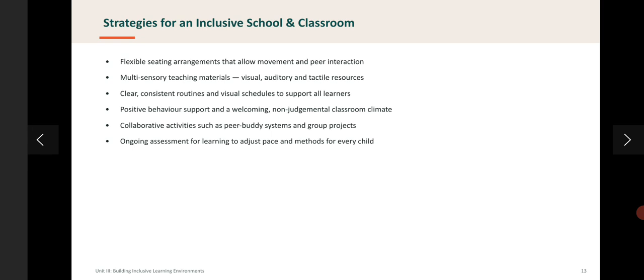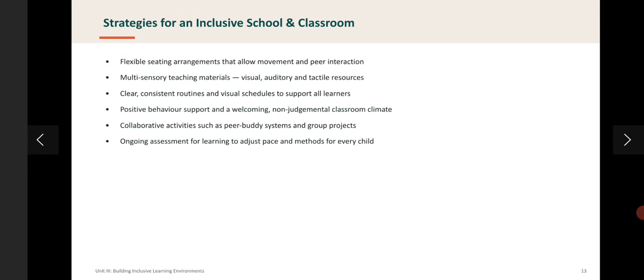Okay. So, the strategies, let's come to it. Creating a very supportive and respectful environment. Flexible seating arrangement. Multi-sensory teaching materials, that is visual, auditory, tactile. Clear, concise routine, visual schedules. Positive behavior support and a welcoming, non-judgmental classroom climate. It's really important, a non-judgmental classroom climate.